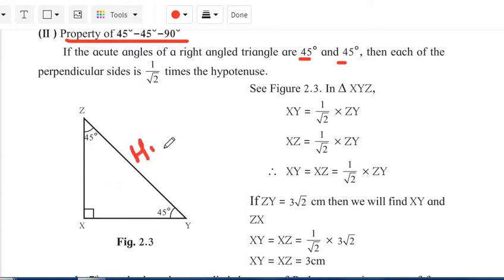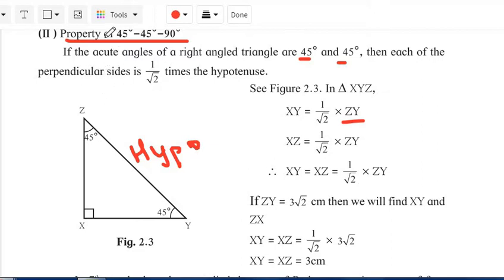What is the hypotenuse? This is the hypotenuse, that is YZ. Hypotenuse means YZ or ZY. So XY is equal to 1 by root 2 ZY, and XZ is also equal to 1 by root 2 ZY.